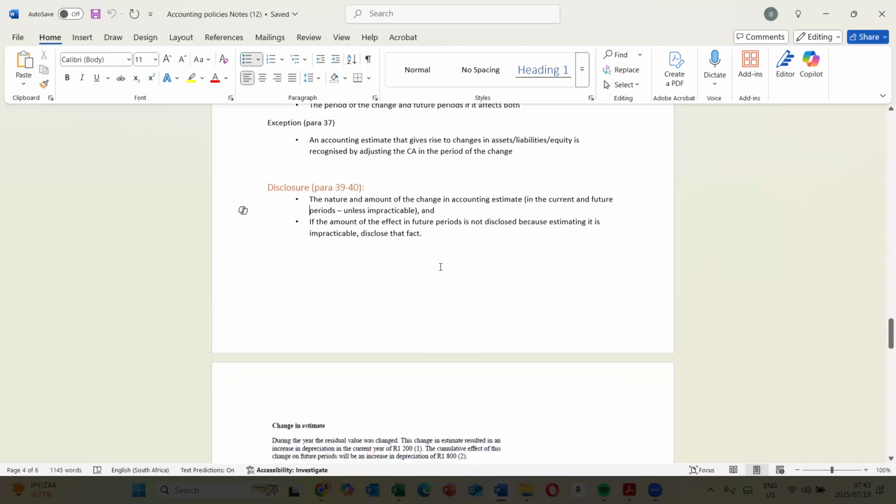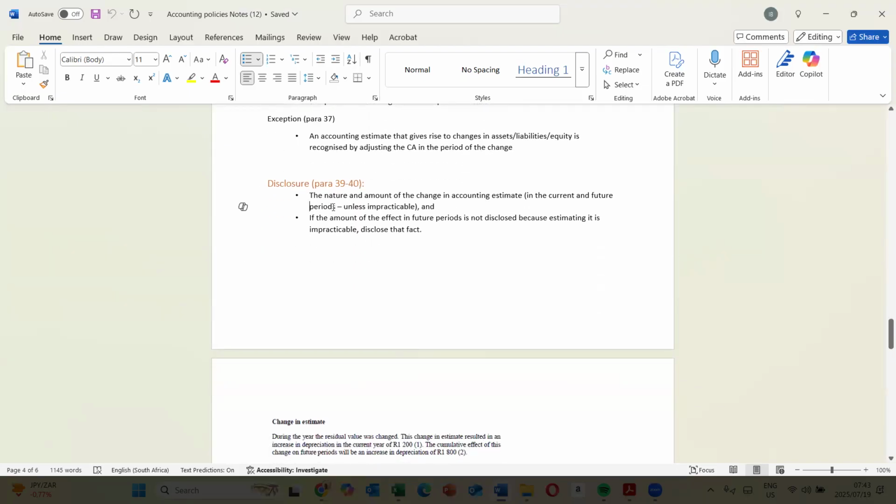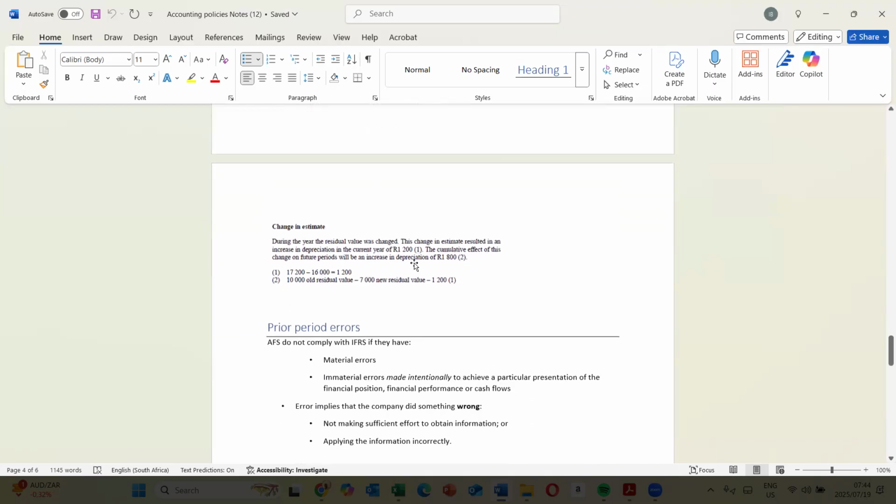And then in terms of disclosure, what are we expected to disclose with regards to change in accounting estimates? We are expected to disclose the nature and amount of the change in the accounting estimates, in the current and future periods, unless it's impractical. Impractical means you're not in a position to determine the future estimation. And if the amount of the effect in future periods is not disclosed because estimating it is impractical, you have to disclose that fact. So just a small example with regards to the change in accounting estimate. This is the note that you disclose.